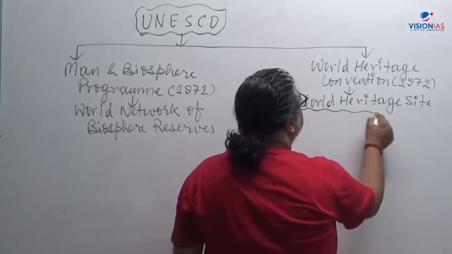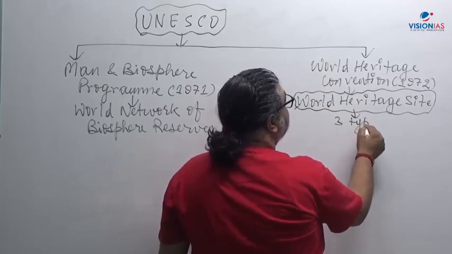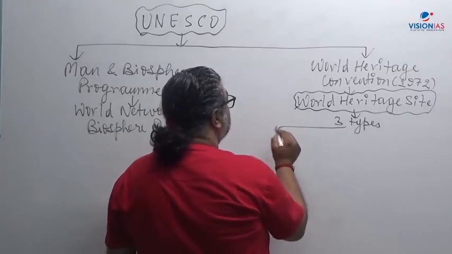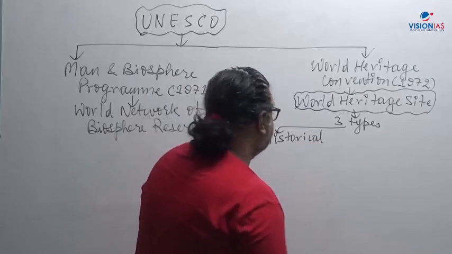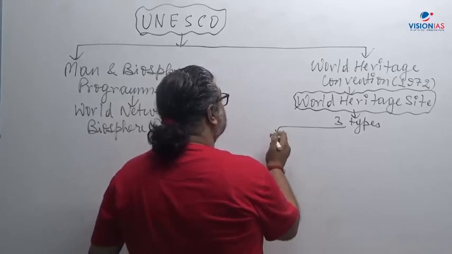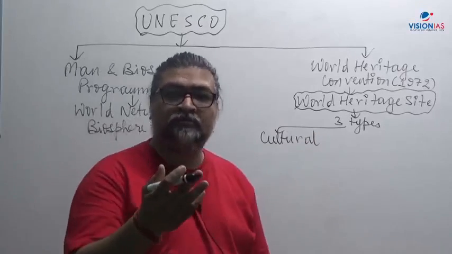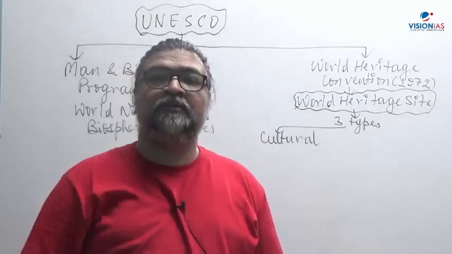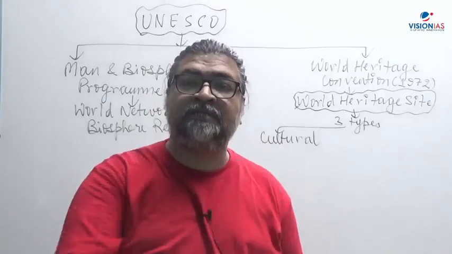Now, when you talk about World Heritage Sites, under this program, three types are there. The three types of World Heritage Sites which come under the World Heritage Convention. The first type is historical and cultural, or I'll simply write it, cultural significance. Cultural site: Humayun's tomb in Delhi, then the rock cut temples of Mahabalipuram in Tamil Nadu, Konark temple in Odisha. These all are cultural sites, right?